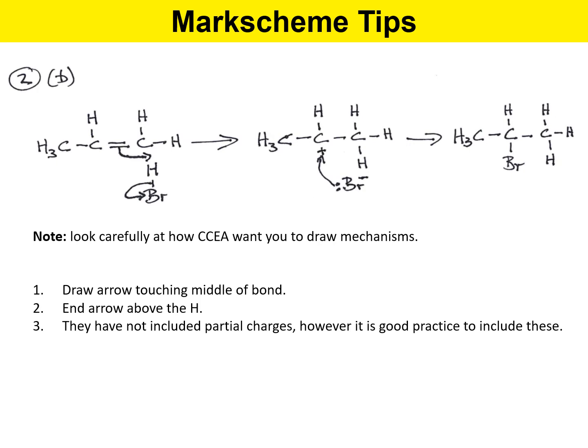These are a few mark scheme tips about how the mechanism needs to be drawn. If you have a look, make sure that you draw the arrow touching the middle of the carbon-carbon double bond and ending in the region above the hydrogen. In this case, I haven't included the partial charges, but it is good practice to do so. Also remember to draw the curly arrow from the middle of the hydrogen bromine bond. And don't forget both your charge and your lone pair on your bromide ion in the second step of the mechanism.